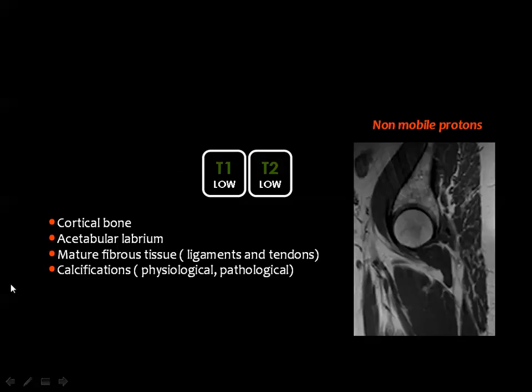And you remember that we have certain structures that will appear black in all MR images because of the absence of mobile protons, and these are the cortex of the bone, mature fibrous tissue, and calcification. And we add to this list the acetabular labrum.